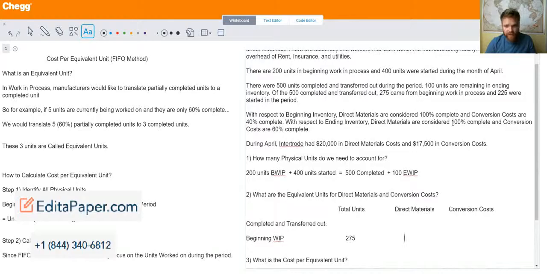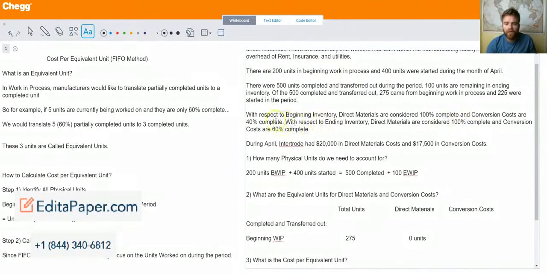So of that 275 total units in beginning work in process that were completed and transferred out, in regards to direct materials for equivalent units, there's 0 units here. Because again, you didn't complete any of them during the period. They were already 100% complete when they arrived. Now conversion costs, a little bit different.